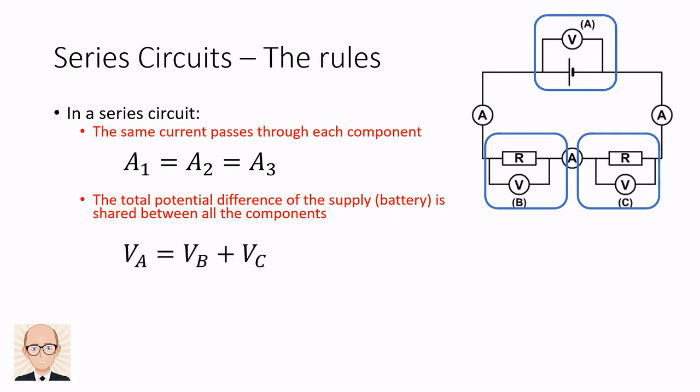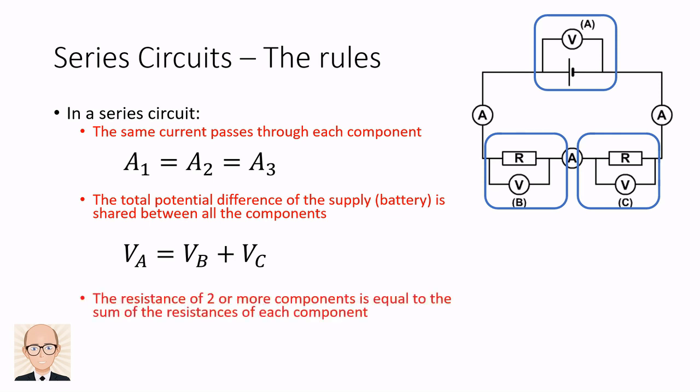One more rule concerns the resistances of each part of the circuit. The total resistance will equal the sum of all of the individual resistances of each component. RT, or total resistance, will equal R1 plus R2 plus R3, etc., adding the resistances of each component in turn.